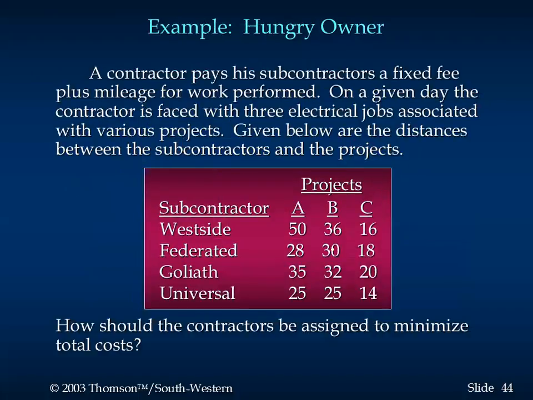Here is an example. A contractor pays his subcontractors a fixed fee plus mileage for work performed. On a given day, the contractor is faced with 3 electrical jobs, A, B, C, associated with various projects. Given below are the distances between the subcontractors and the projects. Obviously, if we bring in the subcontractors, they will charge us more if they have to travel more. So we have to minimize the total cost here. Which one should we assign?